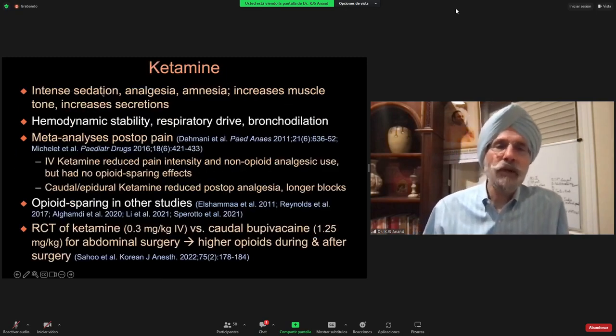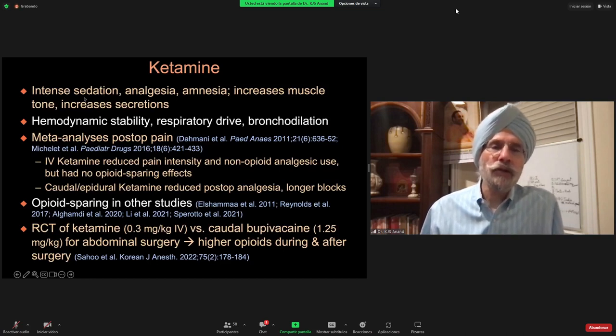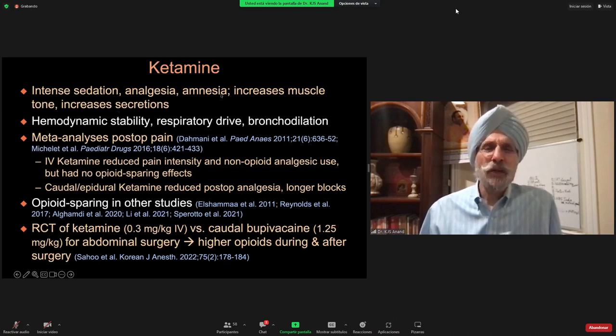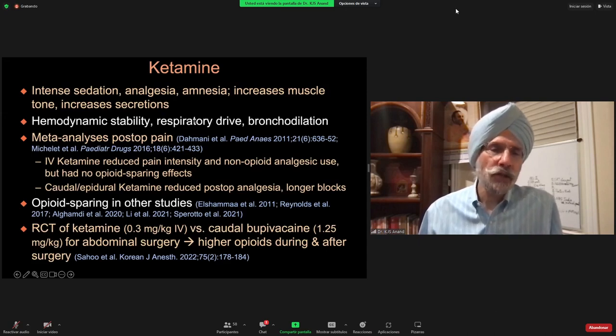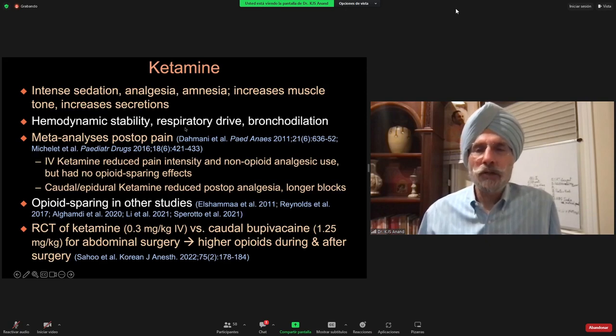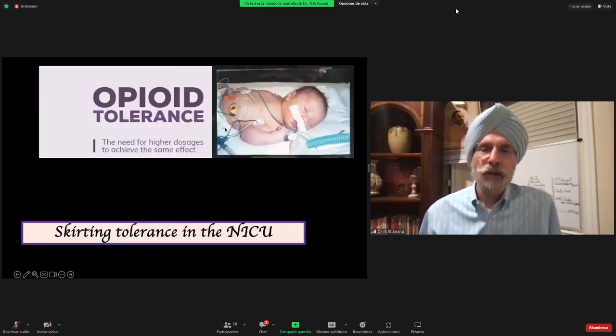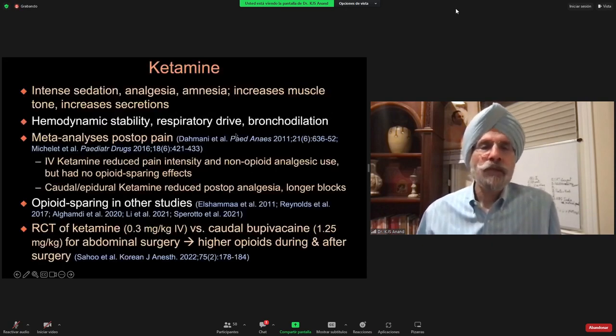Ketamine, I think, is a very versatile drug. It causes intense sedation, analgesia, and amnesia. It also increases secretions and muscle tone. But it's the only drug that does not decrease the heart rate and blood pressure, and it does not suppress the respiratory drive.